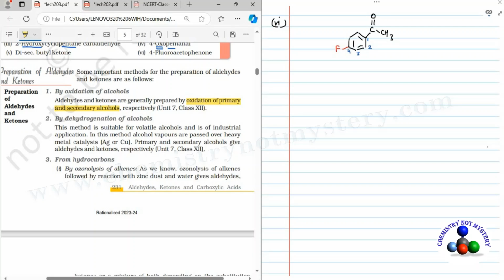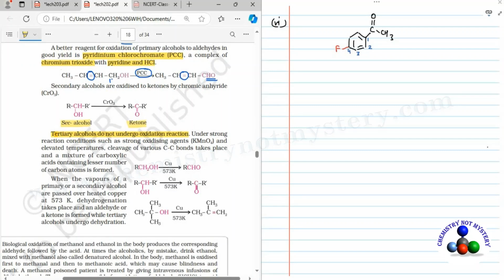The method is suitable for the volatile alcohol and it is of industrial application. In this method, alcohol vapors are passed over heavy metal catalyst like silver or copper. Primary and secondary alcohols give aldehyde and ketones respectively. This is also discussed in chapter 7. So again, let's open chapter 7. Here it is given the vapors of primary or secondary alcohol passed over heated copper at 573 Kelvin. Dehydrogenation takes place and an aldehyde or ketone is formed while tertiary alcohol undergoes dehydration.